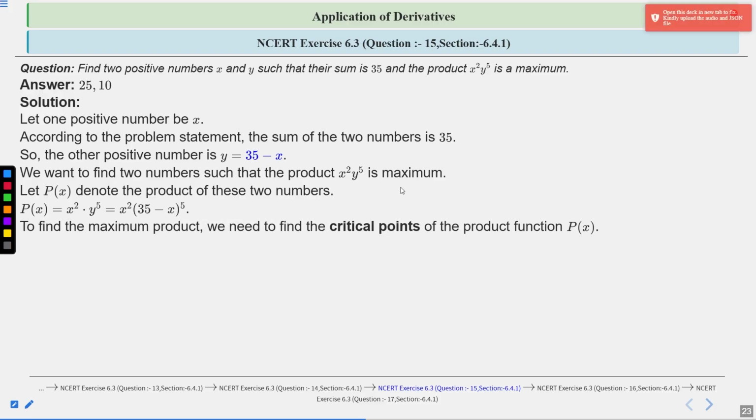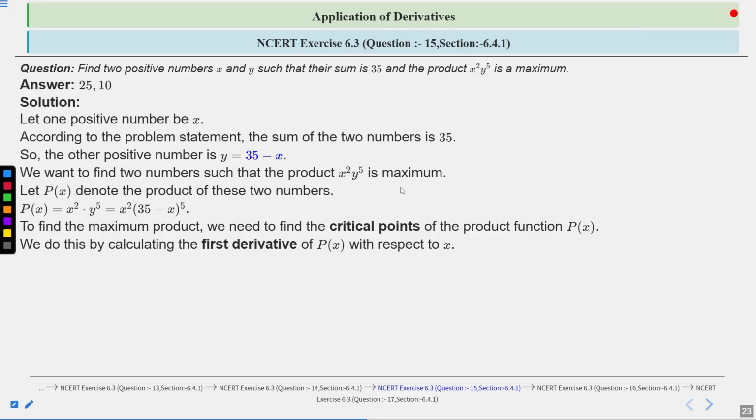To find the maximum product, we need to find the critical points of the product function P(x). We do this by calculating the first derivative of P(x) with respect to x.